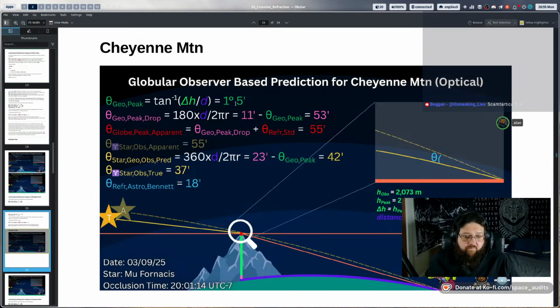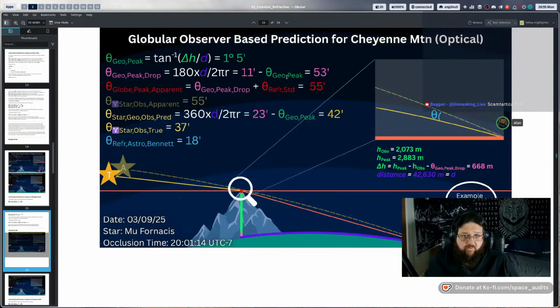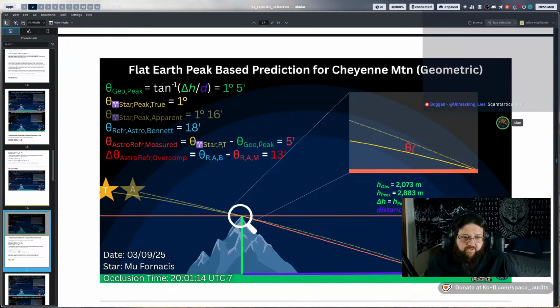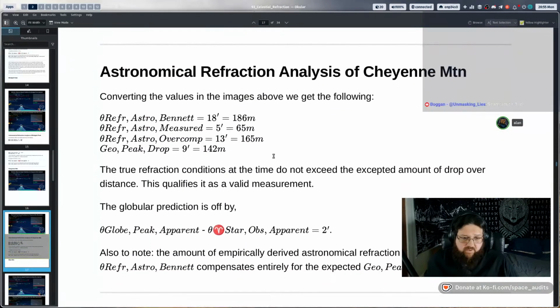Rise over run gives us 1.5 for flat Earth. Globe Earth predicts 53 arc minutes. When we get into the refraction amounts there, astronomical is predicted 18. The measured difference at time of occlusion was 5 with respect to the peak, and that gives us 13 arc minutes for the overcompensation. When we convert these into meters, the refraction amount gives them 186 meters in lift, which compensates for their 142 meters of drop.